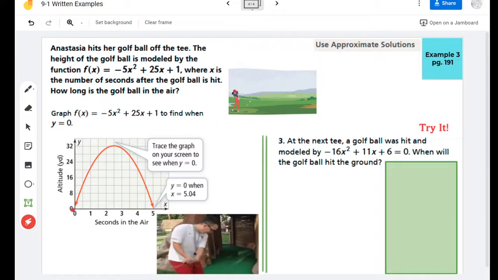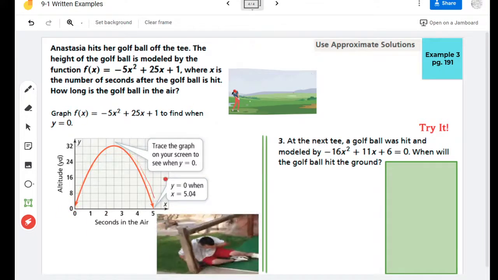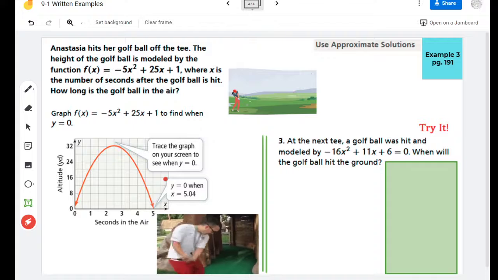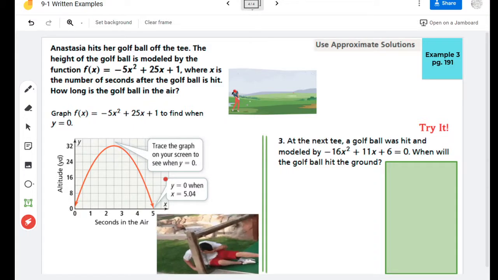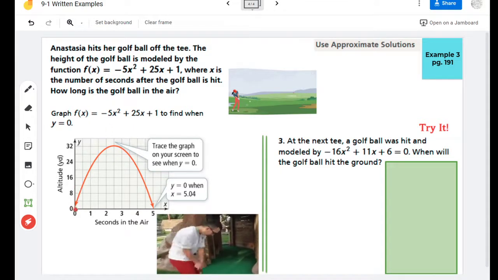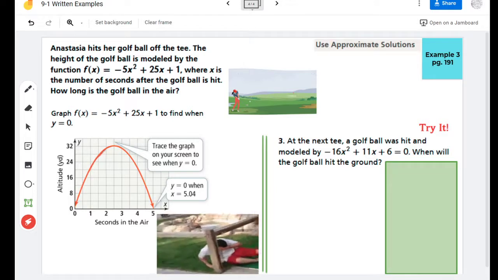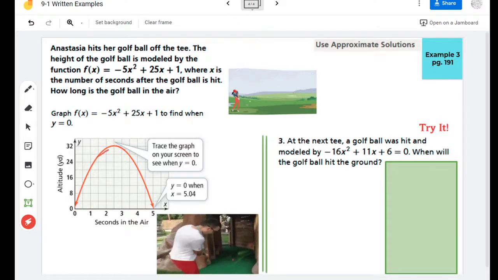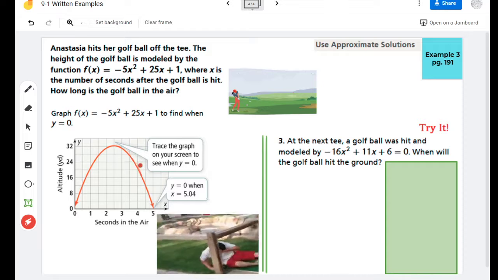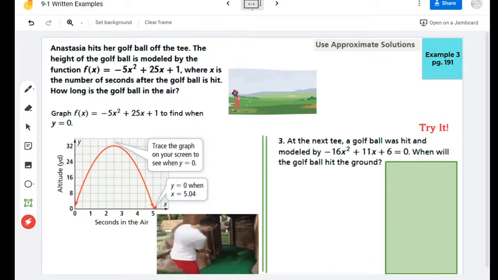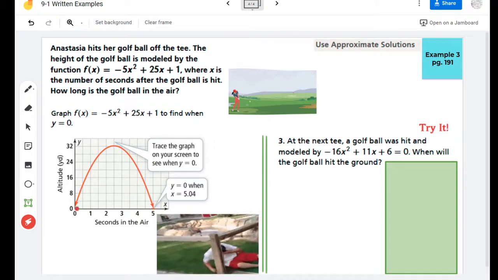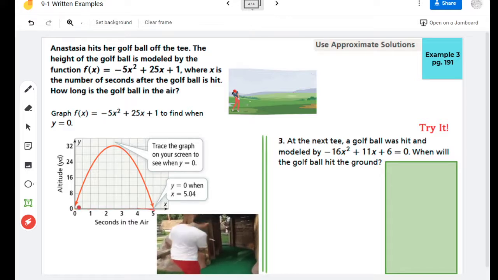So what's really nice about seeing it on this kind of graph is that this is very much modeled like you would imagine a golf ball would travel. And so you could see where that golf ball is in the air, and then you could see where it's touching the ground. And so if you can follow that, you could very quickly see that it's in the air for about 5 seconds.